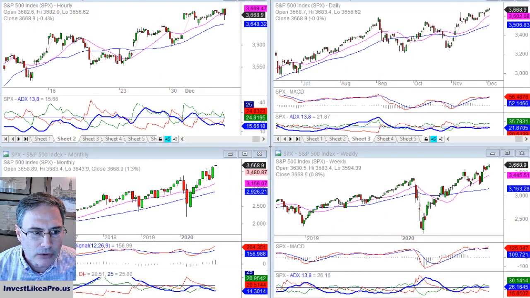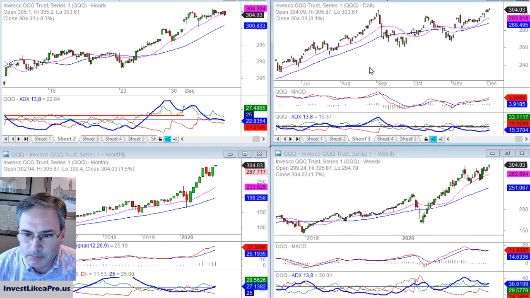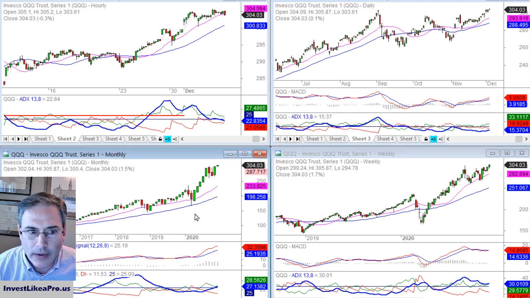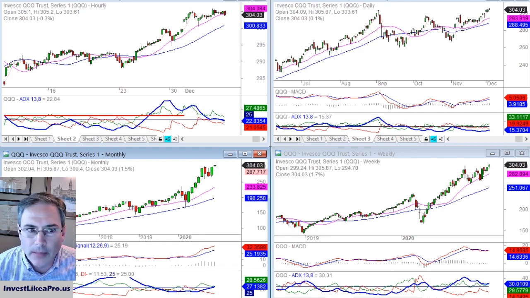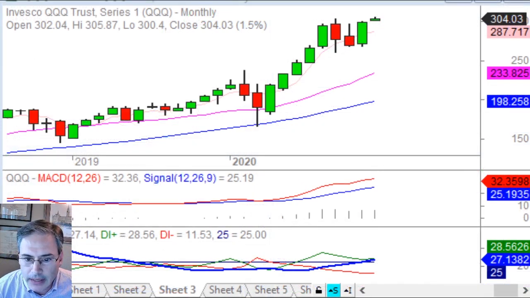Let's go back and look at the Qs under these same conditions. Again, all four time frames are positive. I mean, the 18 is above the 40, and both lines are rising in all four time frames. So you have to view the trends positively from that standpoint. This also on a monthly chart really did have a nice close. It wasn't quite as big of a move as the S&P had, but again, green bar, open near the low, close near the high. You have to consider that bullishly.